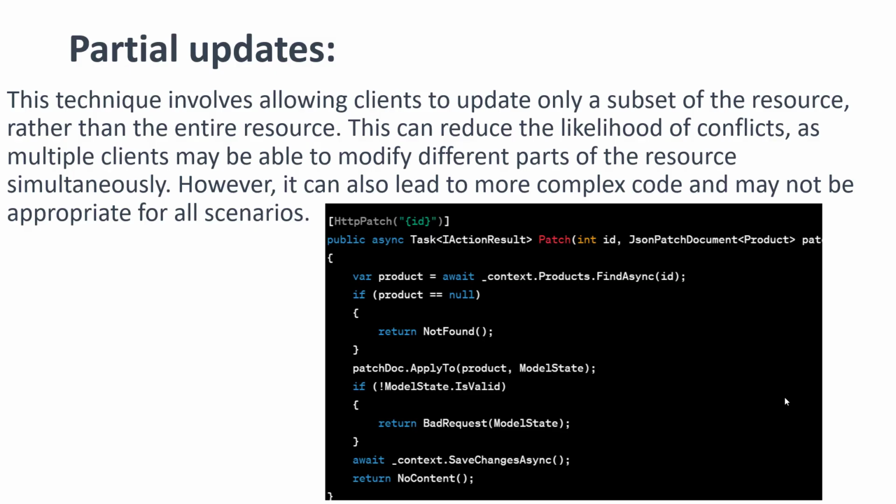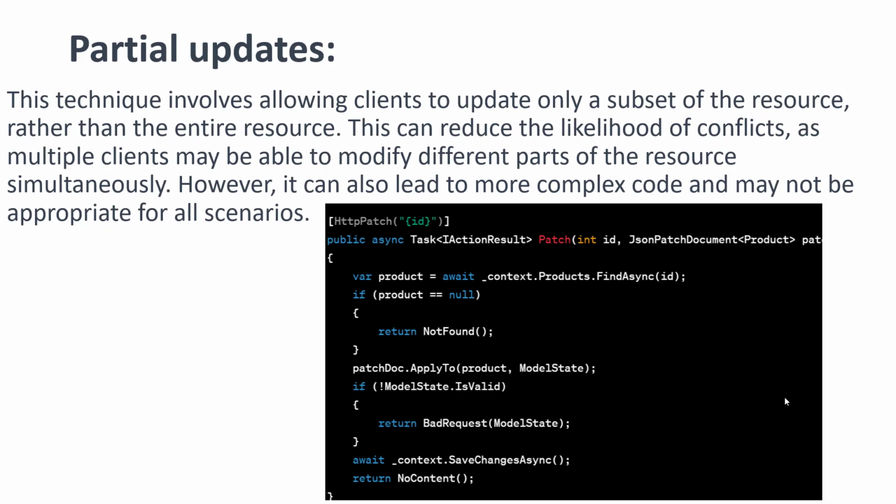The next one is partial updates. This technique involves allowing clients to update only a subset of the resource rather than the entire resource. This can reduce the likelihood of conflicts, as multiple clients may be able to modify different parts of the resource simultaneously. However, it can also lead to more complex code and may not be appropriate for all scenarios.